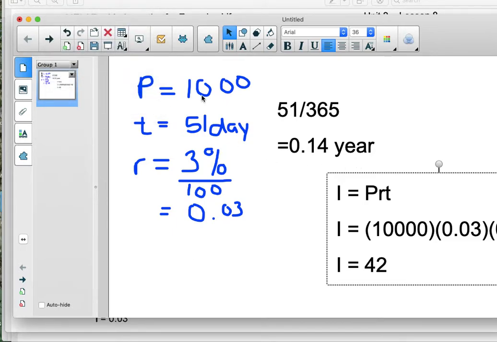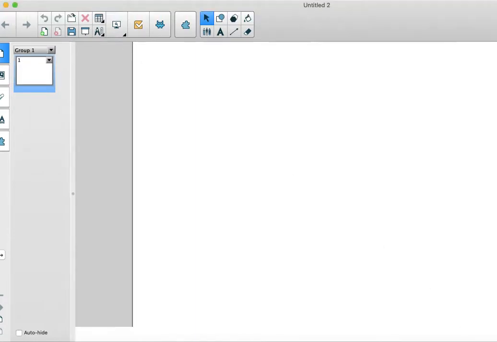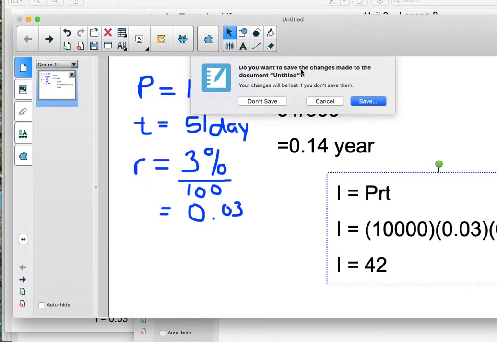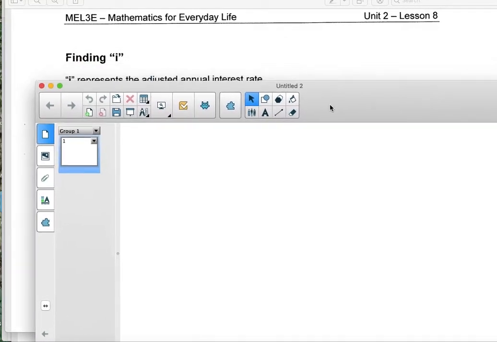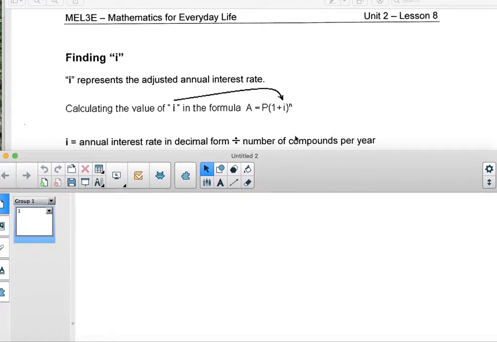So that was from last lesson. I'm going to open up a blank page. Just takes a while. There we go. And I'll show you the steps involved. So let's close that one. Don't save. Sorry, I'm not the most technologically competent person.